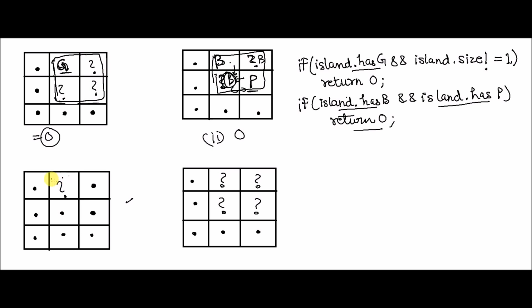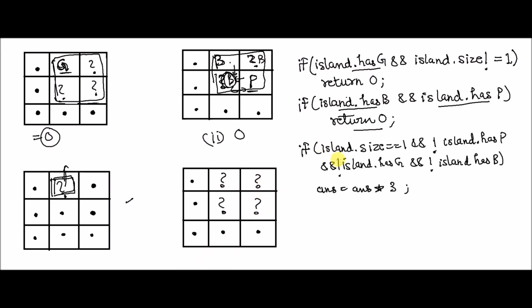So there is only one question mark. The island size is 1. So in how many ways can I avoid a fight? In this case, the answer will be 3. Why? Because this particular cell, I can fill it with either a grizzly bear or a polar bear or a brown bear, because the island size is only 1. So that means on the outside everything is water, or you can say that every cell is empty. Okay, so for this particular test case, let me write the logic.